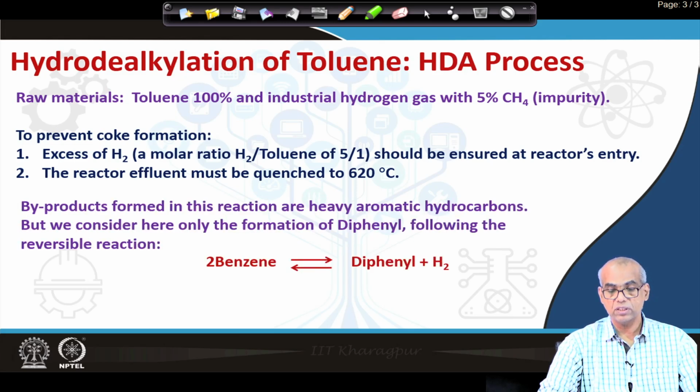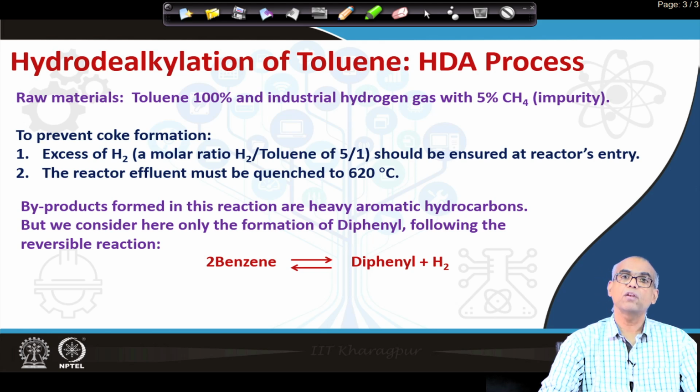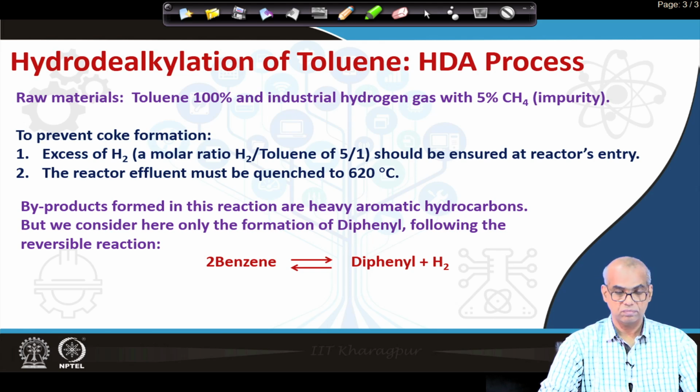Byproducts formed in this reaction are heavy aromatic hydrocarbons, but we consider here only the formation of diphenyl, and the diphenyl is formed through a reversible reaction where two molecules of benzene react reversibly to give one molecule of diphenyl and one molecule of hydrogen.